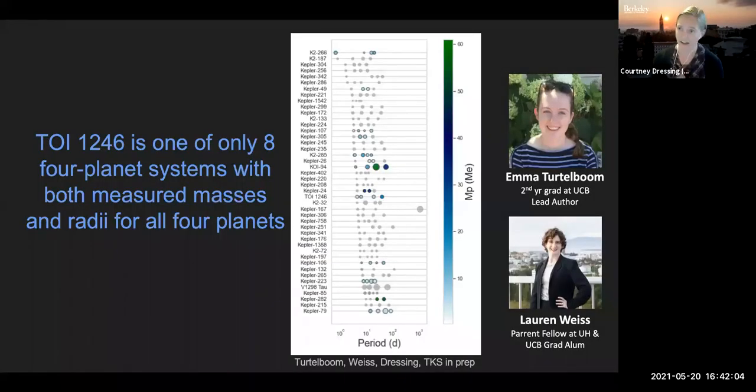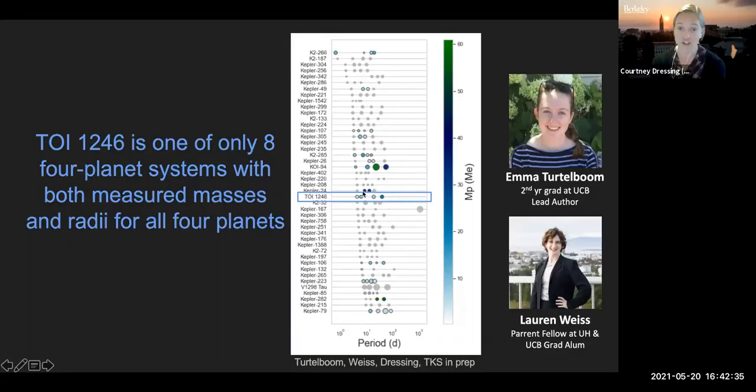Emma made this figure to put the system in context with other small systems. What you're looking at here are all of the 4-planet systems that we know about where 4 planets transit. They're ranked by the orbital period of the innermost planet. So at the top, we have K2266, which has an inner planet with an orbital period of less than a day. On the bottom, we have Kepler 79, where the inner planet has a period of 10 days. And then right in the middle, right here, we have TOI 1246.